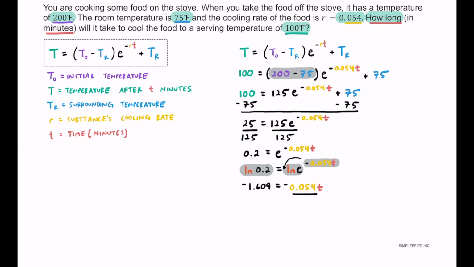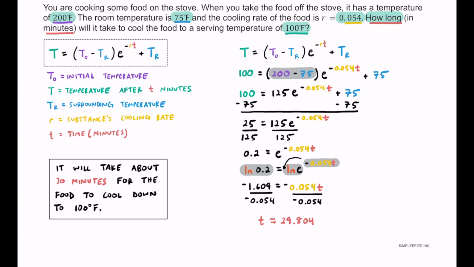For one final step, let's get t completely isolated. Let's divide by negative 0.054 on both sides of the equation. And when we do that, we're going to have t completely isolated, so we can say t is approximately equal to, that should come out to 29.804. So in conclusion, it will take about 30 minutes for this food to cool down to a temperature of 100 degrees, which then you can eat it.